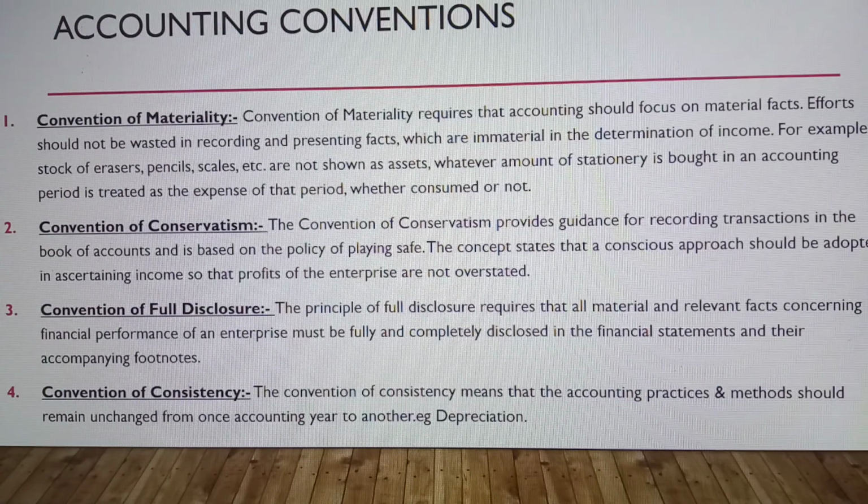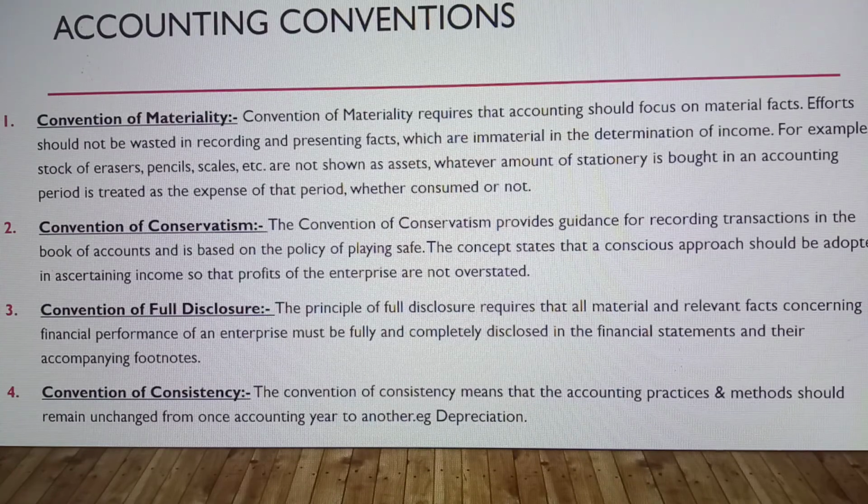Convention of conservatism. The convention of conservatism provides guidance for recording transactions in the books of accounts based on a policy of playing safe. So here it's more about ensuring that if you know there is a risk involved in the business, we need to look at that. We cannot overstate our profits. Until we make our profits, we can never record that as a profit, so until it's been achieved.